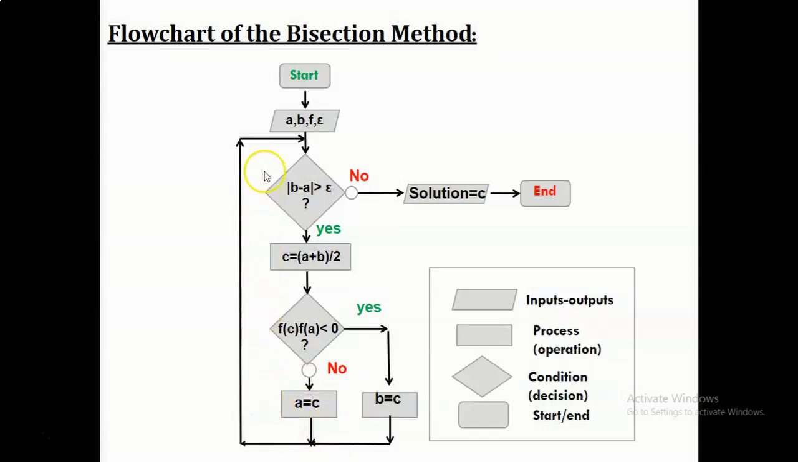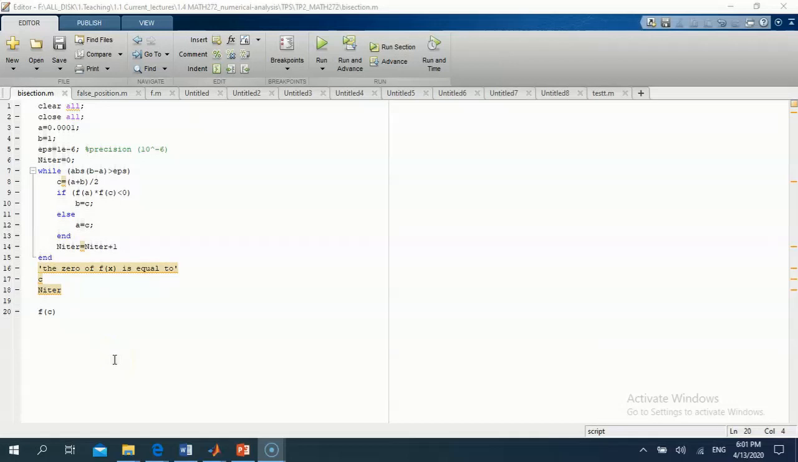Here we repeat the process till b minus a becomes inferior to epsilon. Then we exit the loop, print the solution, and exit the program. So now I will show you the program for the bisection method.